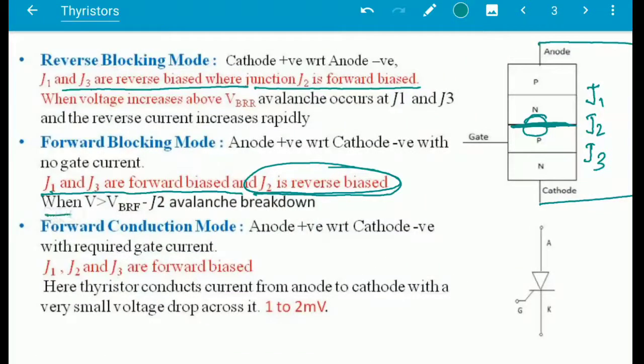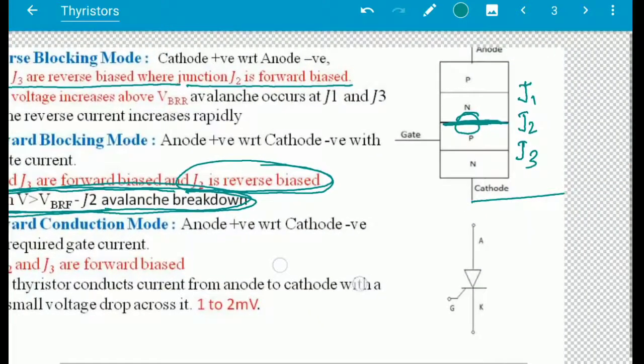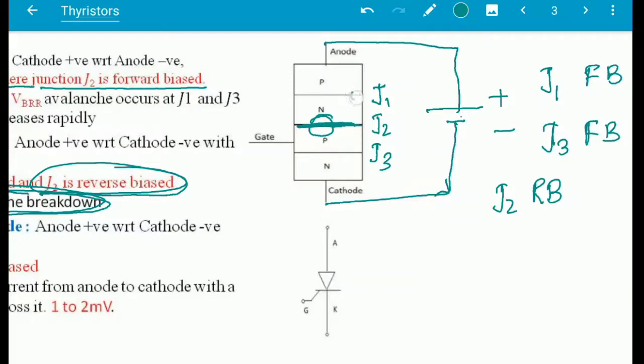So here, if V, that is the supplied voltage, is greater than the forward breakdown voltage, then J2 will undergo breakdown and it will allow the current to flow through it and the device will be damaged. The next thing is the forward conduction mode. Here J1 and J3 are in forward biased condition, only J2 is in reverse biased condition. So if we make J2 forward biased, then it will allow the current.